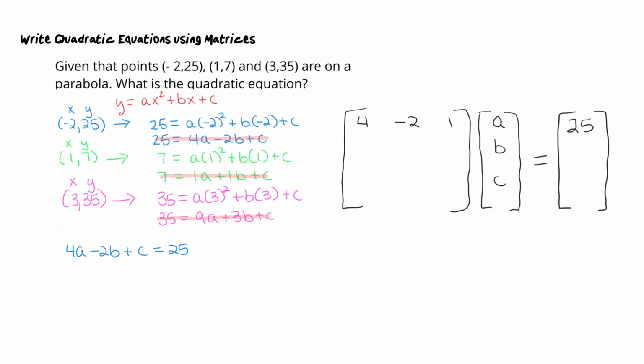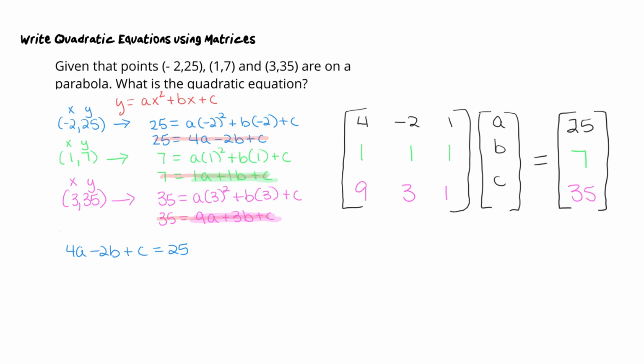Now let's do that with our 2 other equations. If I'm looking at 1a plus 1b plus 1c, that's just going to be the coefficients 1, 1, 1, and it's equal to 7, so we're going to put 7 over here. Then we have our last equation, which is 9a plus 3b plus c, so those coefficients are going to be 9, 3, and 1, and it's equal to 35.